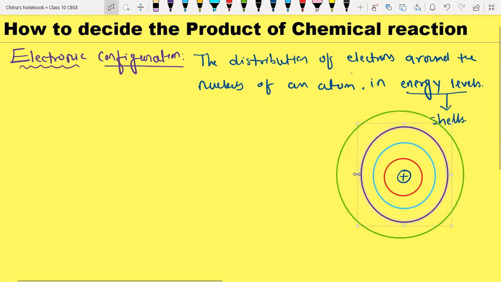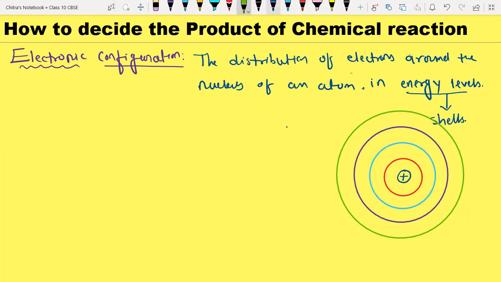These shells are nothing but different energy levels. As we move away from the nucleus toward the outermost shell, the energy level increases. Here we have the first shell, which is named the K shell. The second shell is represented by the L shell, the third shell by the M shell, and the fourth shell by the N shell. So we have K, L, M, N shells. Understood everyone?